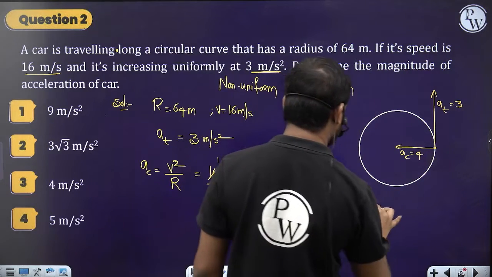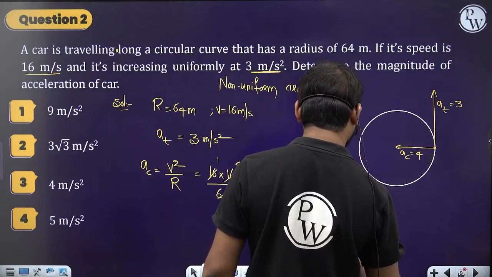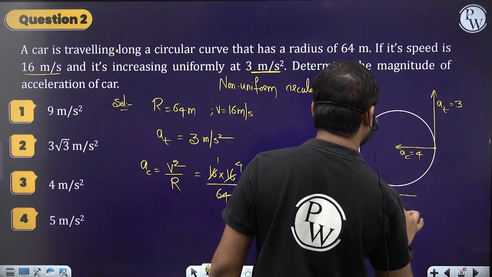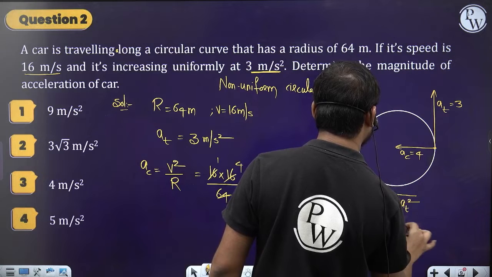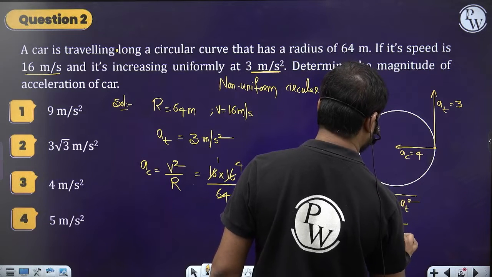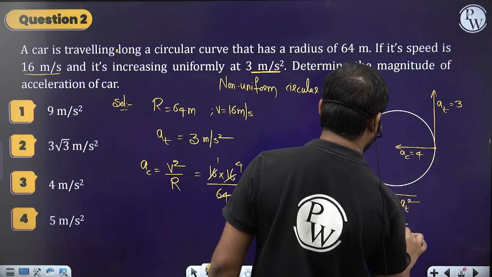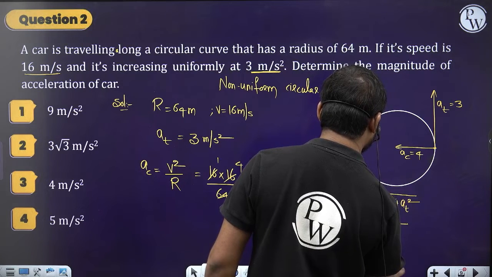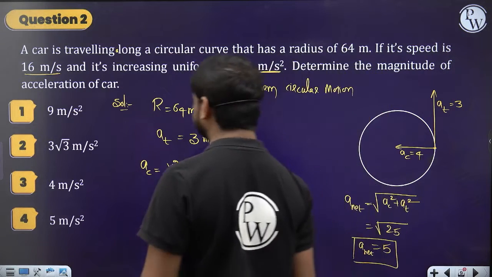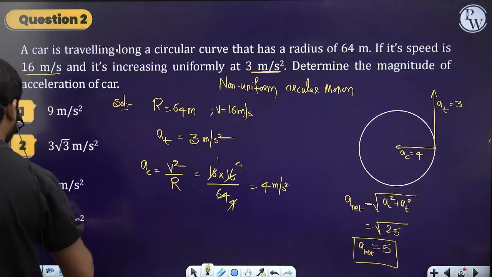Clear? So a net is equal to the square root of AC square plus AT square. So here, what is it? 3 square plus 4 square, which is 25, and the square root is 5. So the net acceleration, the magnitude they are just asking, is 5 meter per second square.